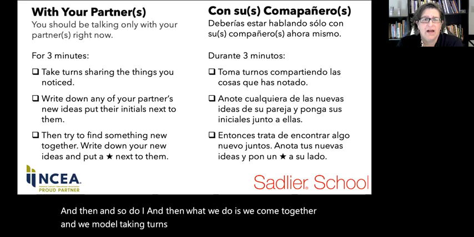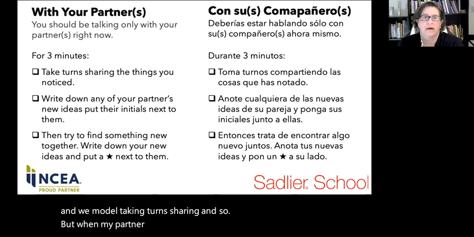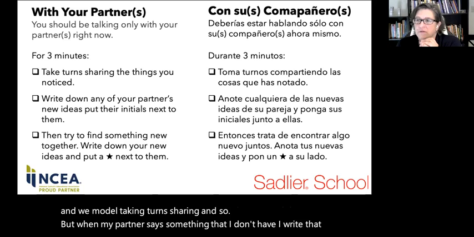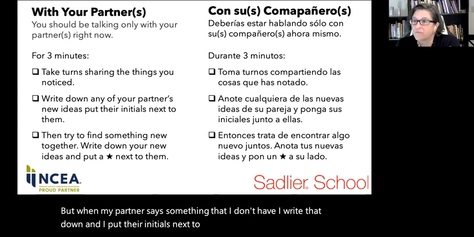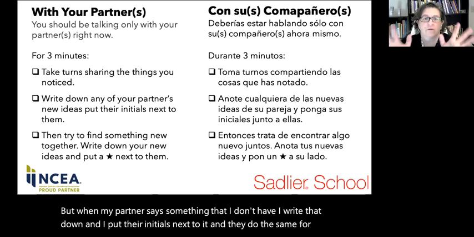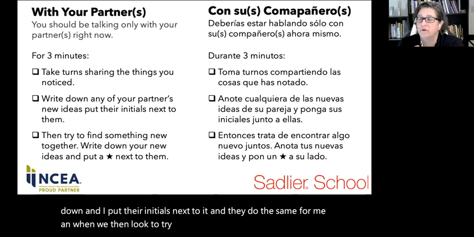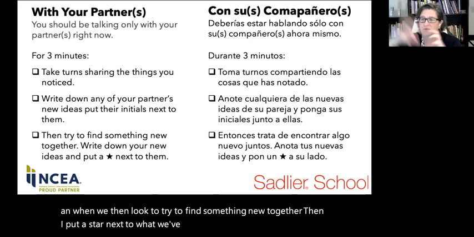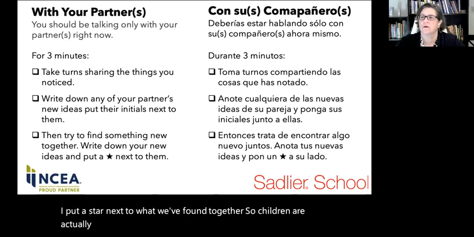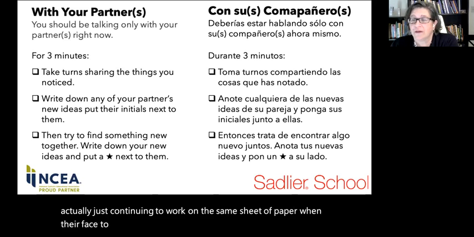And so when my partner says something that I don't have, I write that down and I put their initials next to it. And they do the same for me. And when we then look to try to find something new together, then I put a star next to what we found together. So children are actually just continuing to work on the same sheet of paper when they're face to face. But again, we can't do that here.